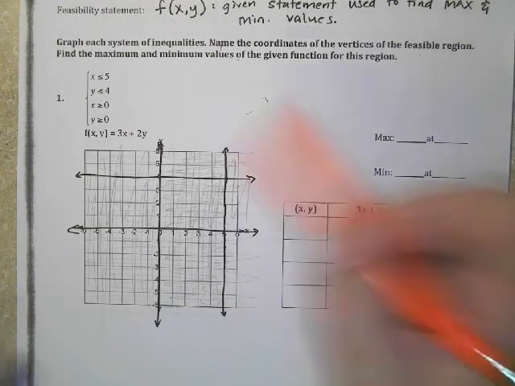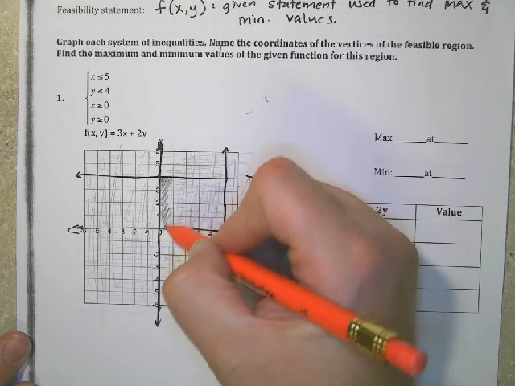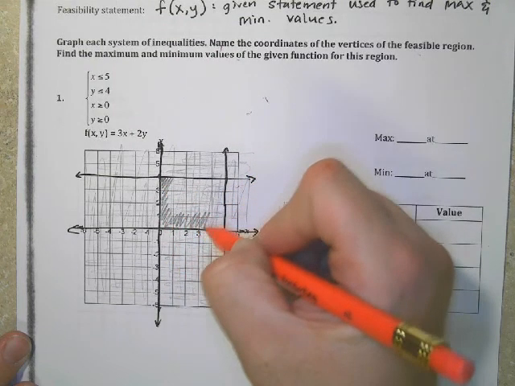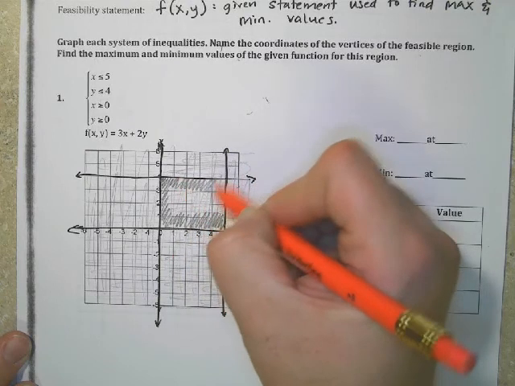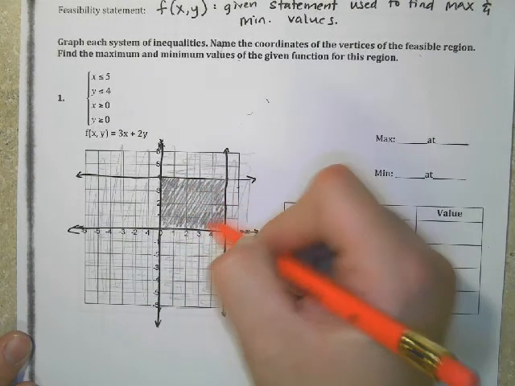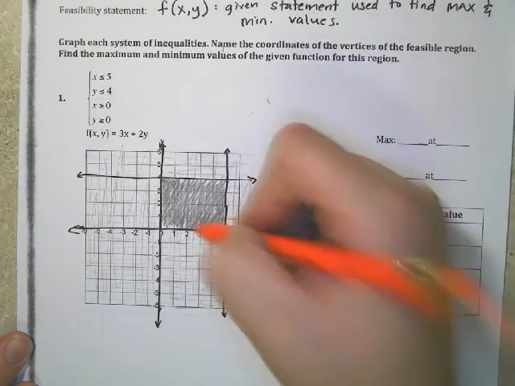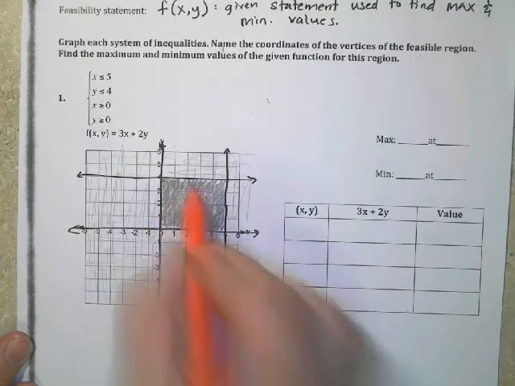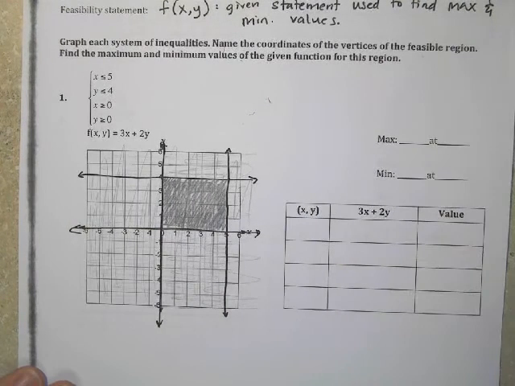So with this, you're looking for where everything overlaps. It's basically the only part that's going to touch all of the lines that we just graphed. Okay, so this little rectangle here is the part that will touch all 4 of the lines that we just graphed.